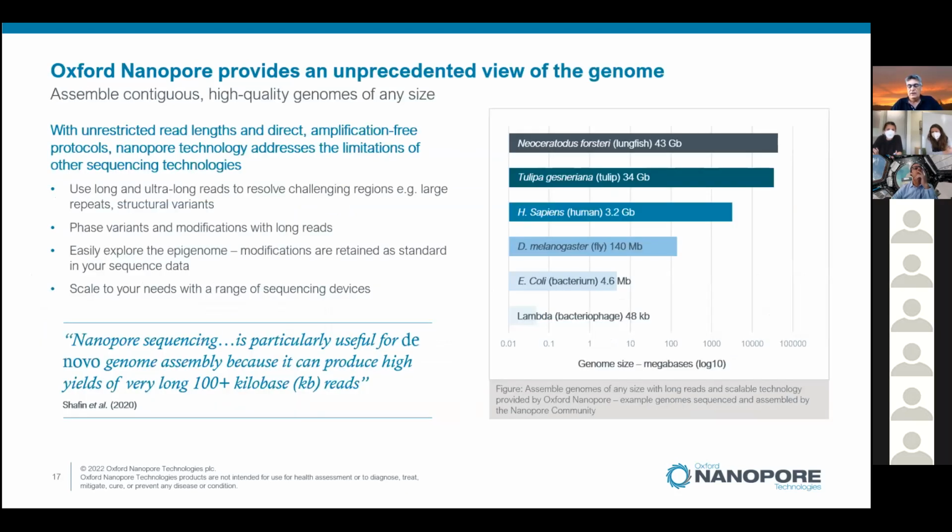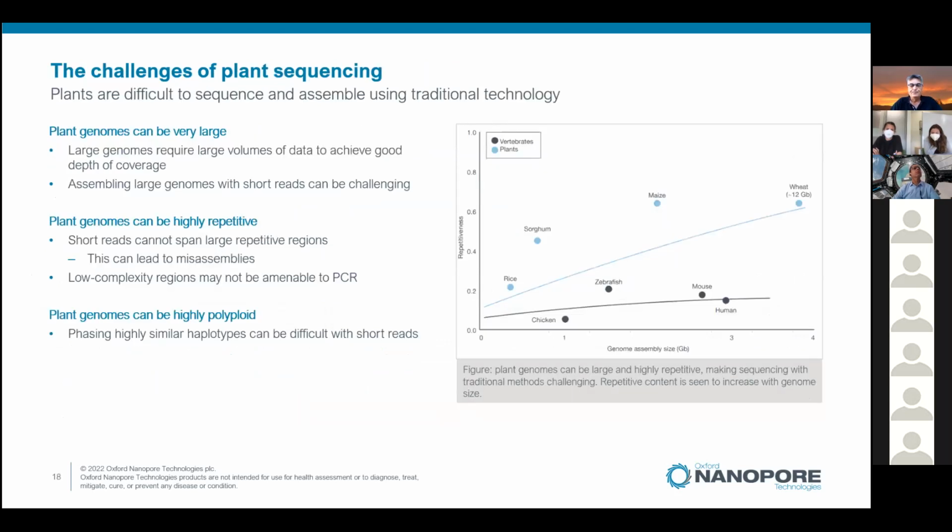And that long read is really important. It's fine if you've got E. coli or Lambda. You don't really need more than tens of kbs to sequence their genomes. But when you're looking at tulips or lungfish, which have 34 and 40 GB genomes, you're not going to get it without ultra long reads.